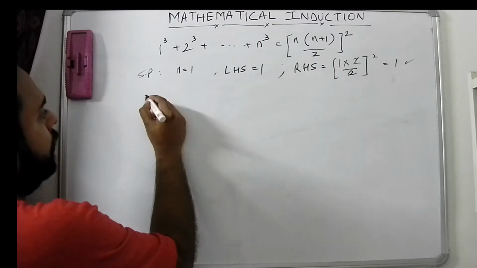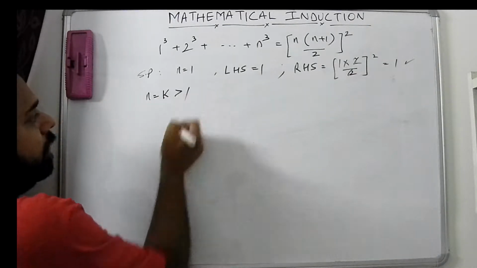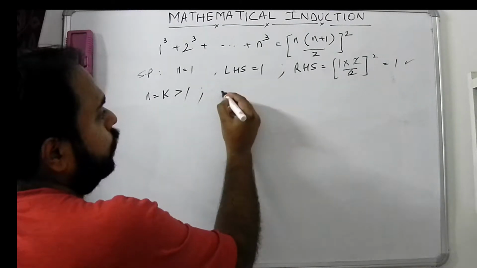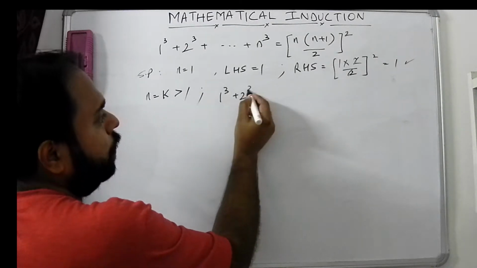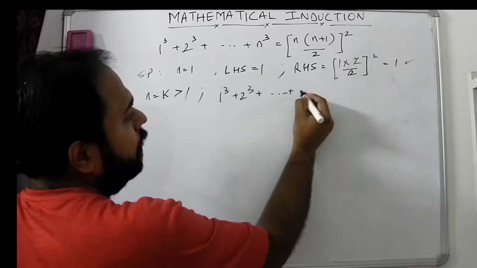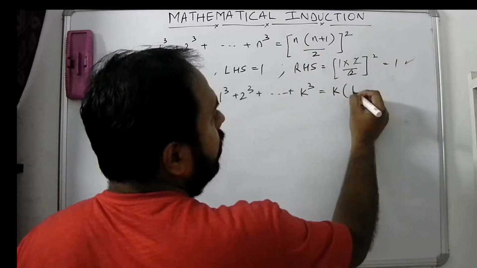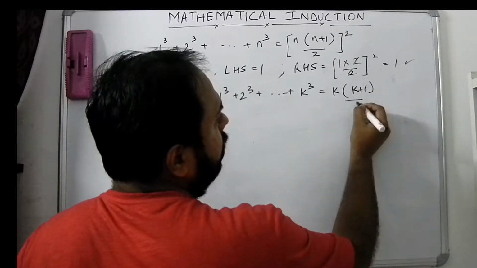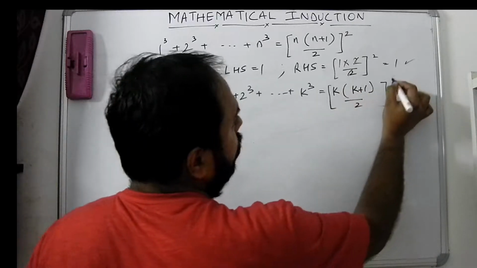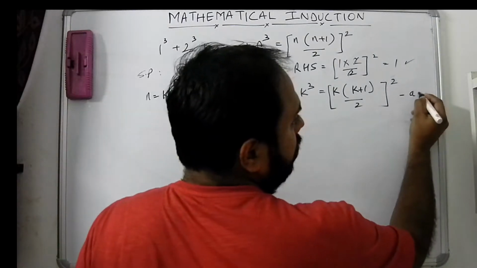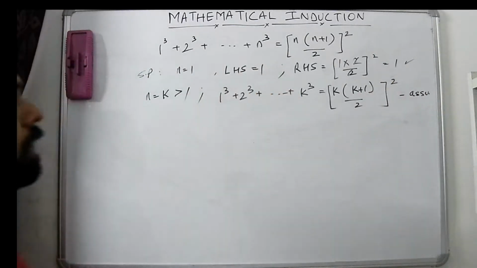Now the second point: let n be equal to k, which is greater than 1, and let's replace it here. So I assume that 1 cube plus 2 cube up till k cube is equal to (k plus 1 by 2) whole square. That's something that I know. Let's assume this is correct.